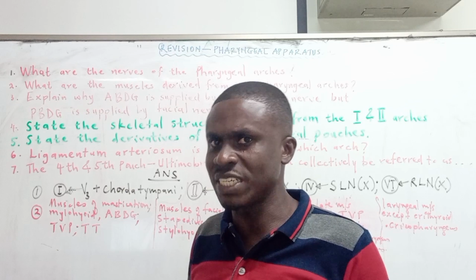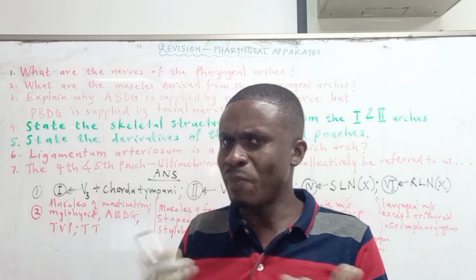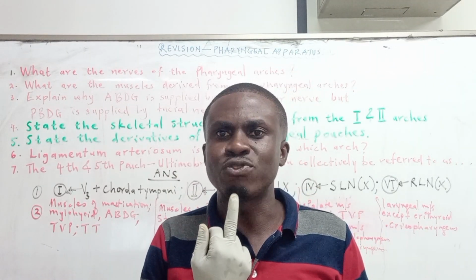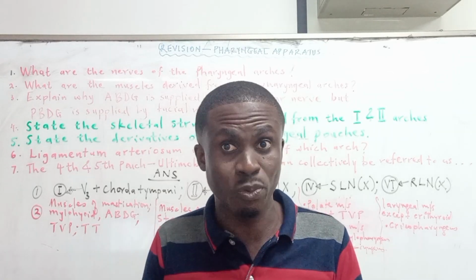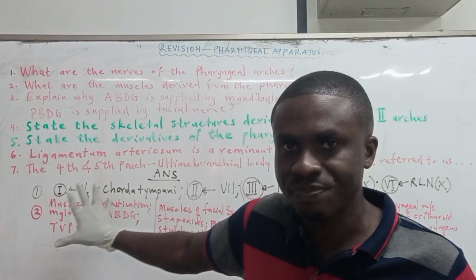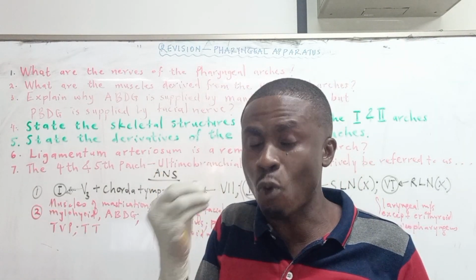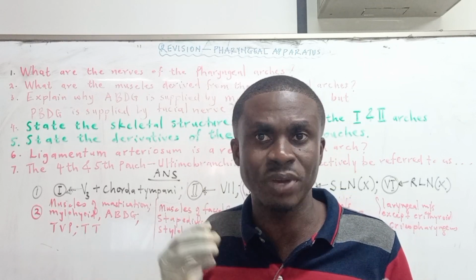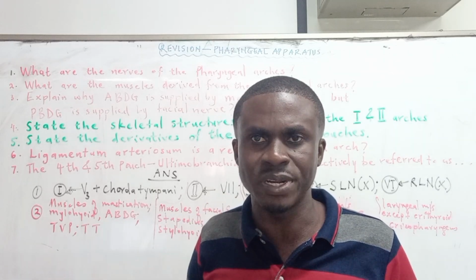Now, if you think about it, it should be able to give us some derivatives. This Meckel's cartilage is able to give rise to the most anterior portion of the mandible. Okay, the most anterior portion of the mandible. Although the mandible is derived mainly through intramembranous ossification, Meckel's cartilage gives rise to only the most anterior portion.